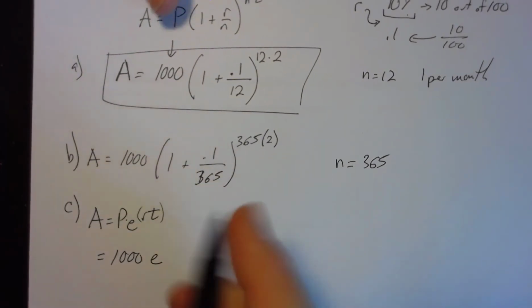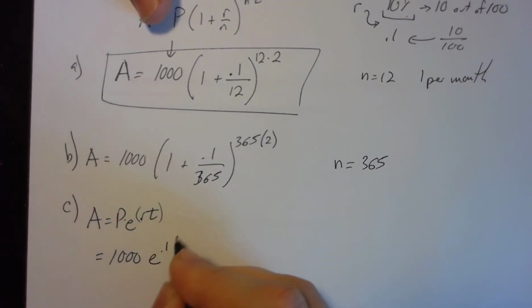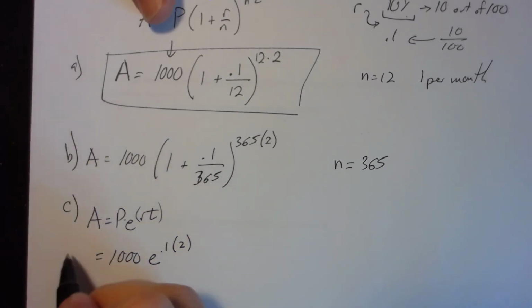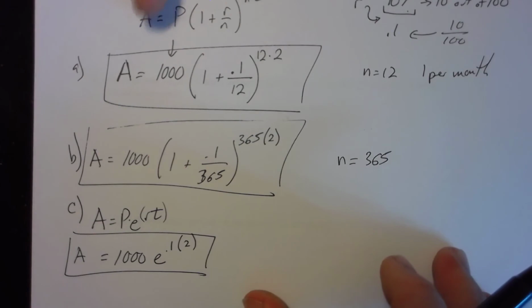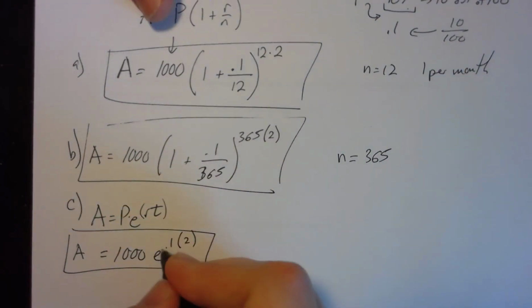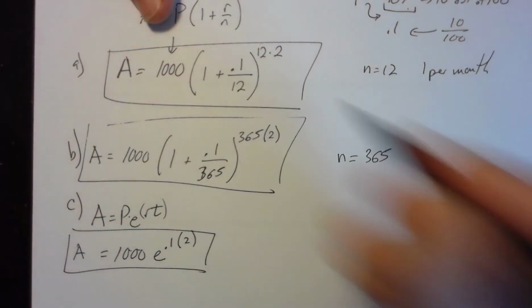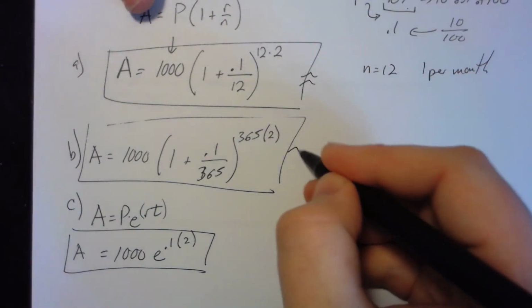Now if I'm asking you to compound this information continuously, once again, my P value is 1,000. My R value is still 0.1, and my T value is still 2 years. In which case, again, one more time, we're going to type all three of these things into a calculator just as we see them, very, very carefully, with a decimal point here, here, and here, and that will provide us with approximately the values of what we should be getting.